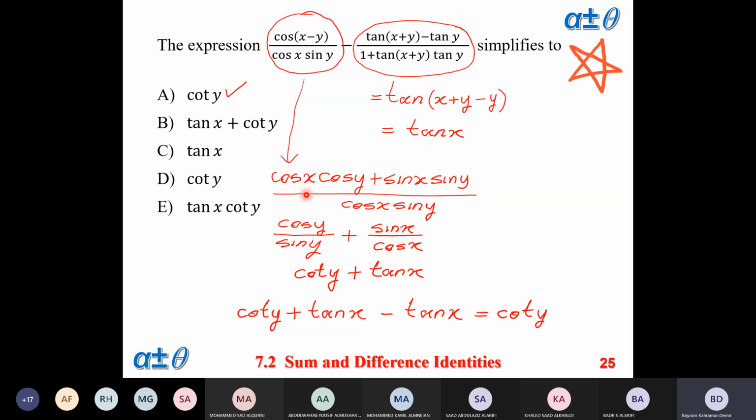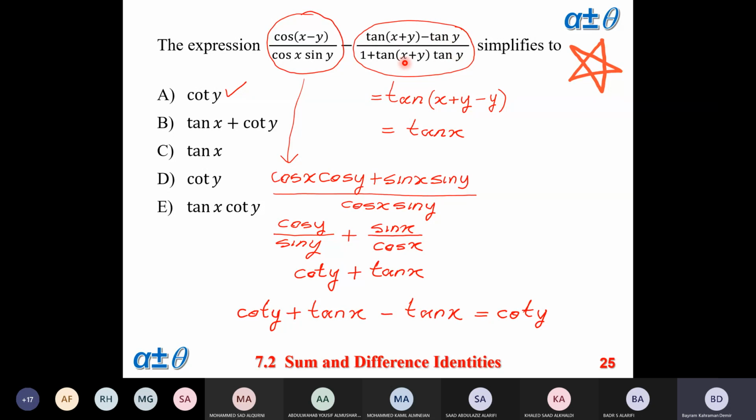So you will get cosine x cancelled. So you will get cosine y divided by sine y, which is here. And then plus sine x sine y divided by cosine x sine y. So you will get sine y cancelled. So you will have sine x divided by cosine x, which is basically cotangent y plus tangent x, which is the first fraction. Okay.